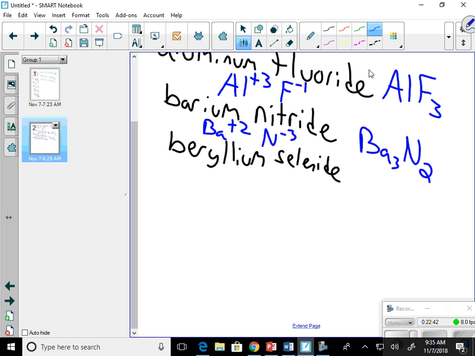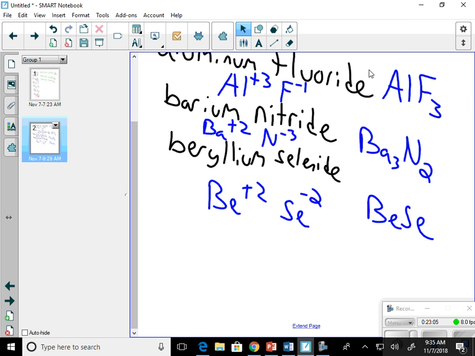Last problem. Paige, beryllium, symbol and charge. Be +2. Noah, selenium. -2. And what's its symbol? Se. Do these charges balance each other out? Yeah. BeSe would be the formula.